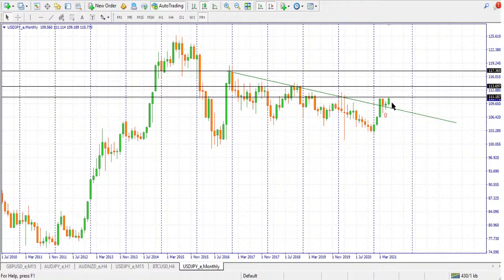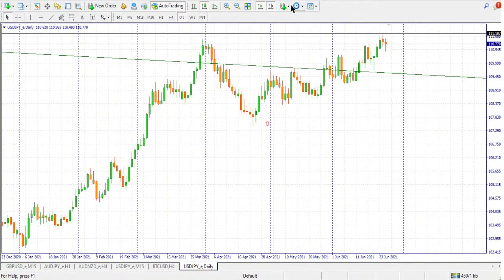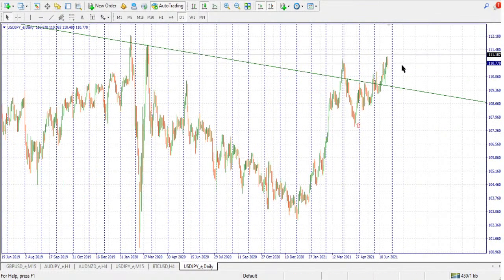So we want to see a clear close beyond 111.187. That is, if you're on the daily chart, you would like to see price clearly close beyond this line, 111.167. If that happens, then that will mean we are now continuing to the upper side, which means buyers are somehow in control.